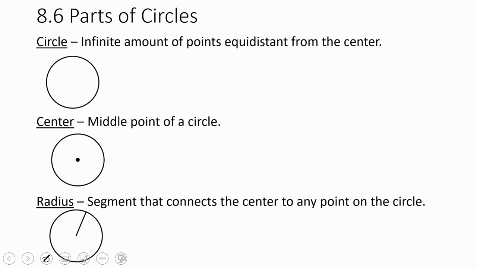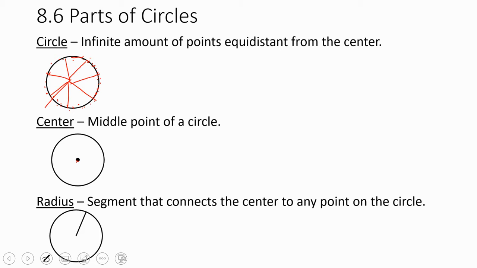Okay, so with parts of a circle, first off, what is a circle? Well, a little bit of a formal definition would be an infinite amount of points. Okay, right? These are all individual points. So it's an infinite amount of points around the circle. You can't count them. There's an infinite amount. And they're equidistant, which means they're the same distance from the center. Okay, so what is the center? Well, the center is the middle point of a circle. So that point's the center. So all of these points are the same distance from that center point. They're all the same distance.